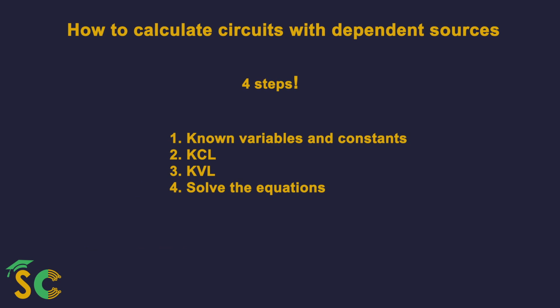And finally, if we have controlled sources in our circuit, in order to calculate the circuit, we must perform four steps: write down all known variables and constants, write down Kirchhoff's current law for the circuit, write down Kirchhoff's voltage law for the circuit, and solve the equations.